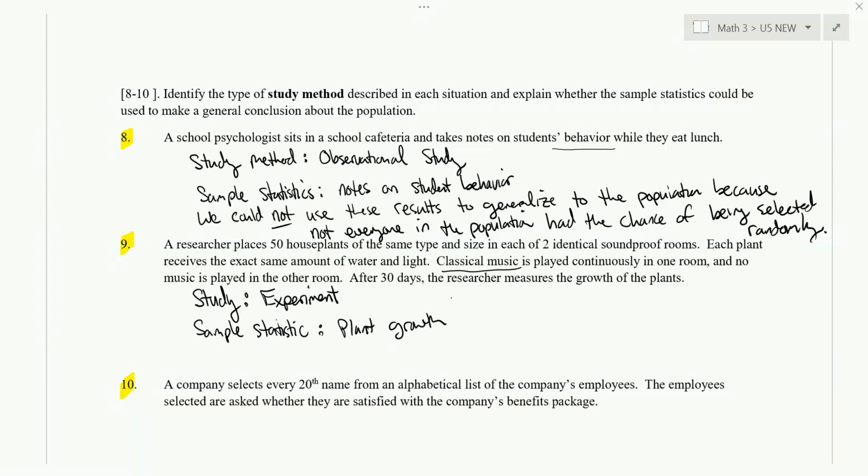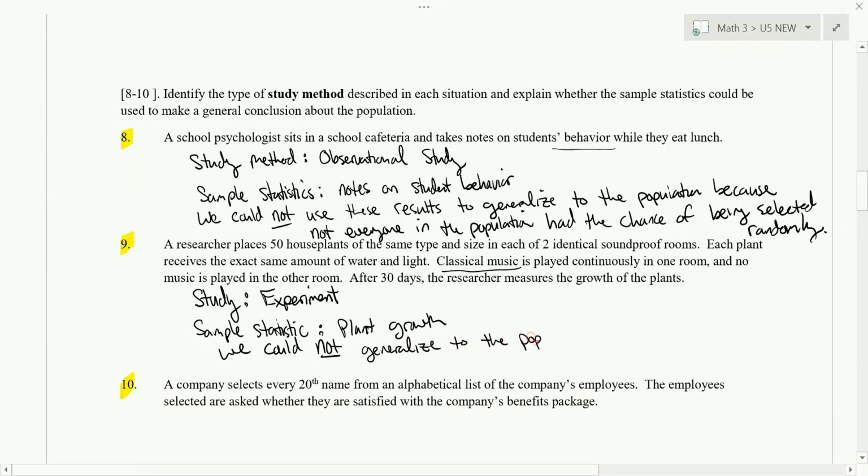But we're asked to comment on that, so we could not generalize to the population of all plants because not all plants had a chance of being selected randomly.